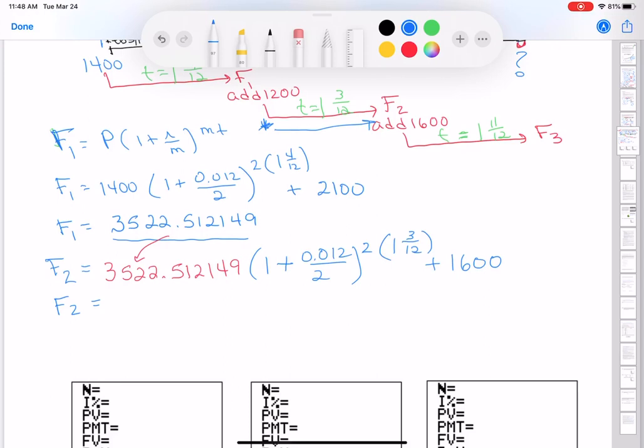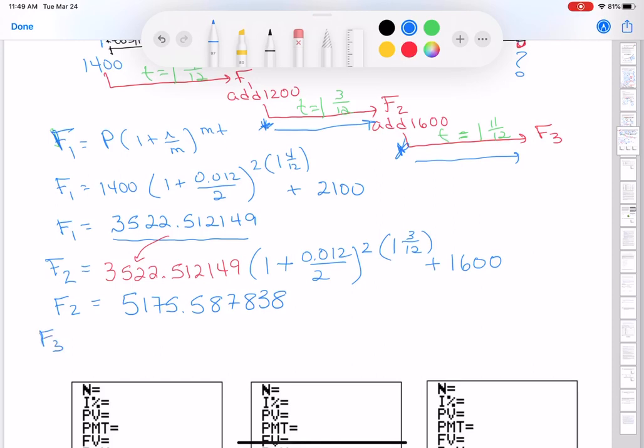And I get $3,575.58, and then I'm going to add the $1,600 to it for a final amount of $5175.587838. All right, so now we are here on the timeline, and we just need to move that money forward one more time for future value 3.